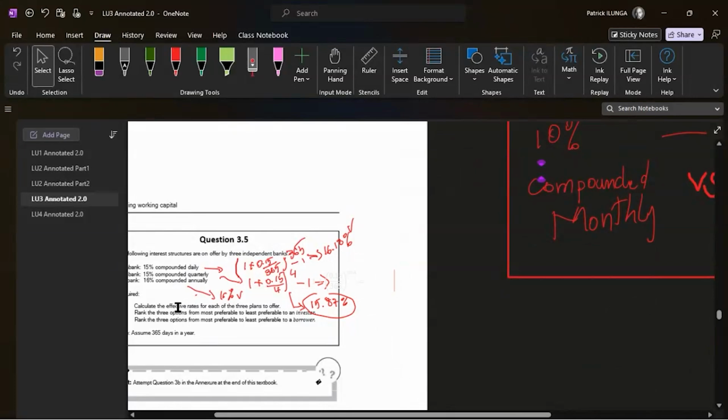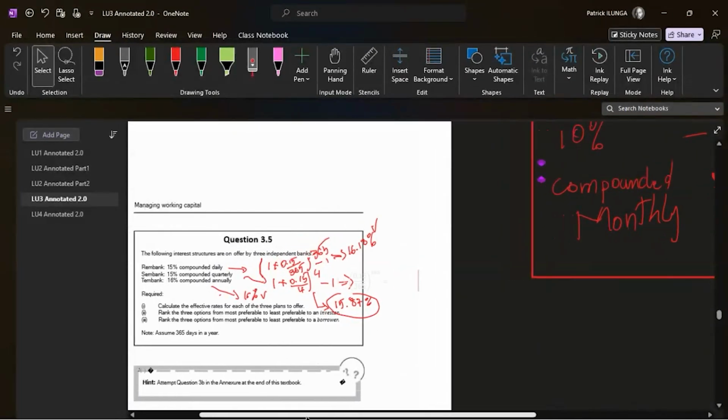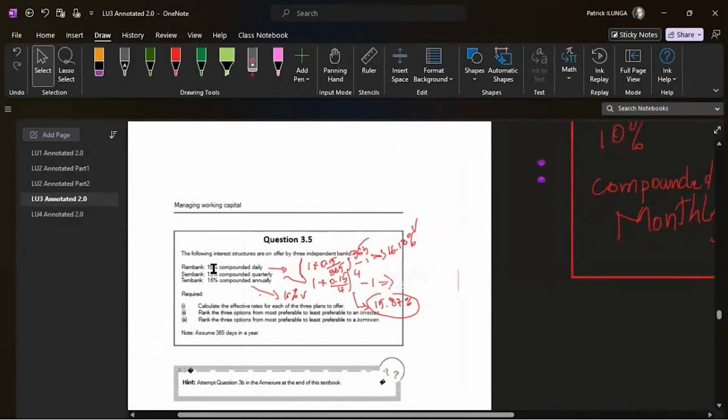So that's how you can see. This one sounded like 15%. I'm going to pay less, right? Because you have a 15%, 15%, and then a 16%.